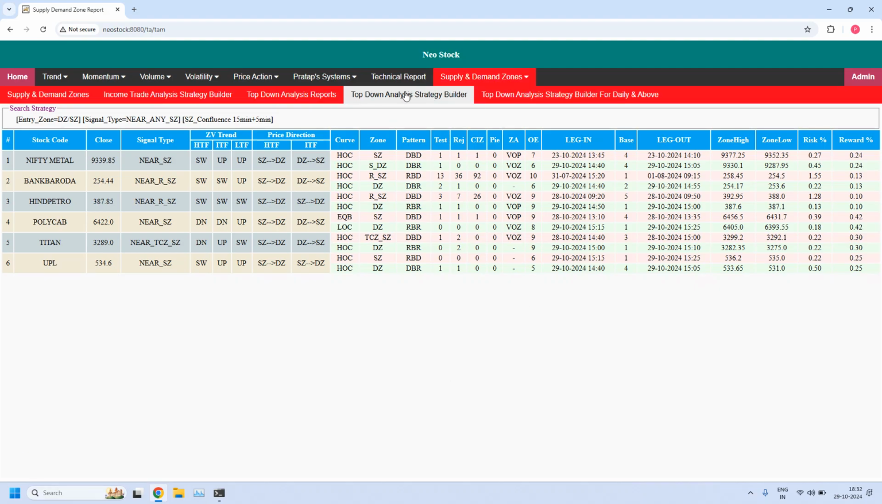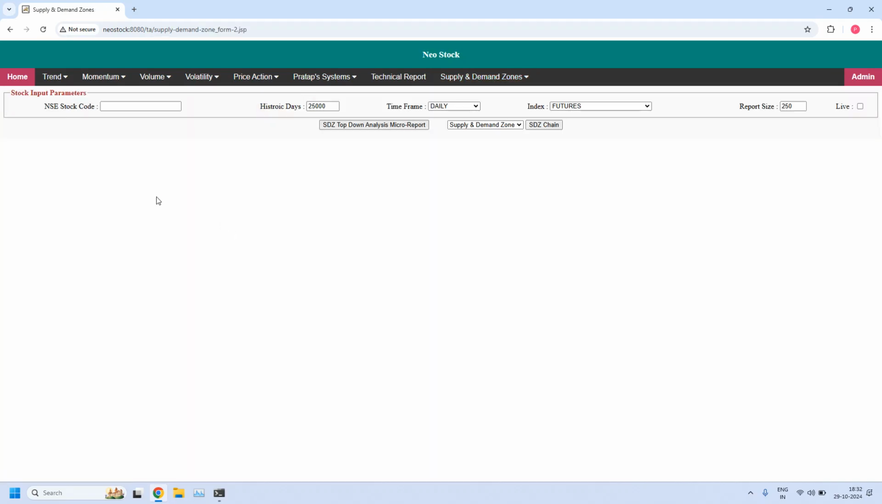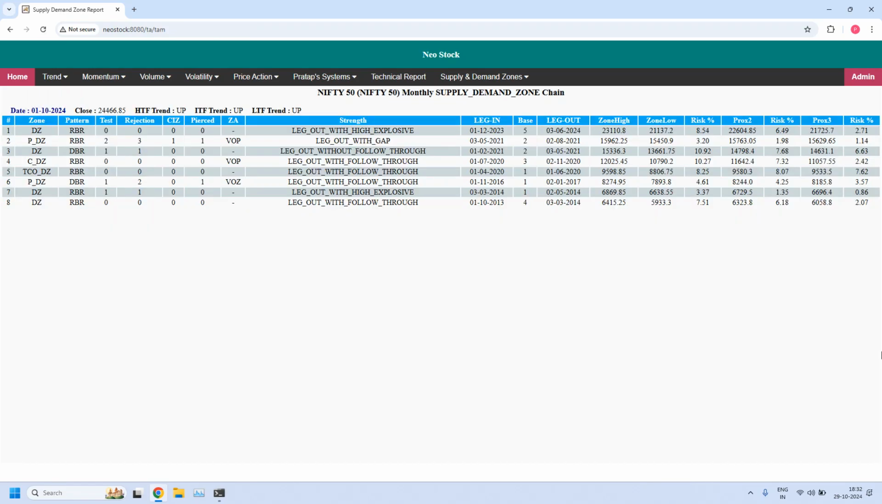Next, let us identify the NIFTY and BANKNIFTY supply demand zone chain. Starting with the monthly time frame, I am generating the monthly supply demand zone chain for NIFTY. So this is the Nifty monthly supply demand zone chain. Always look into the zone column to find the high liquidity zones, and look into the pierced column to check whether any of these zones are pierced.